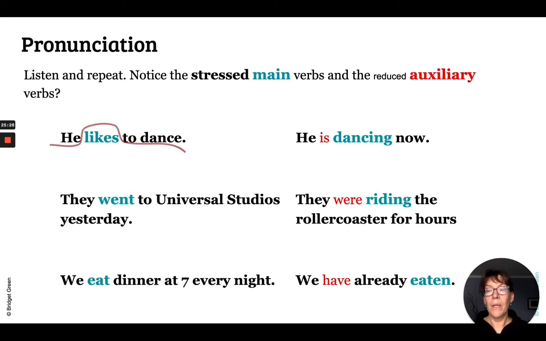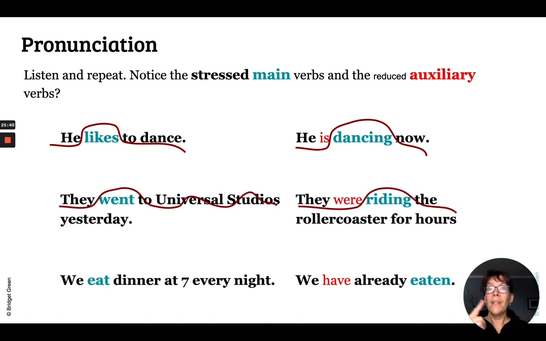Notice, if it is a main verb, it's stressed, but the auxiliary verb is usually not stressed. So this one would be, he likes to dance. He is dancing now. Notice the is becomes very short and weak. He's dancing now. They went to Universal Studios yesterday. They were riding the roller coaster for hours. We eat dinner at 7 every night. We have already eaten. Stress on the main verb.